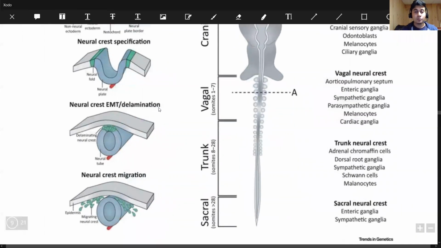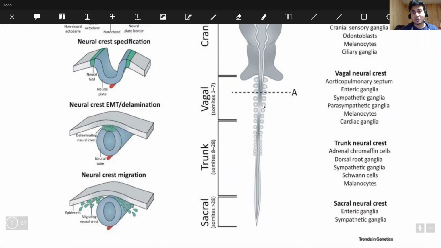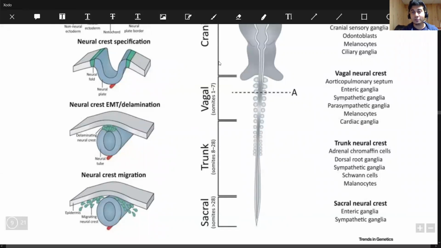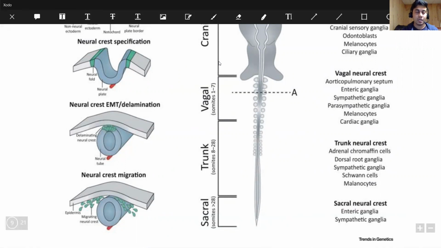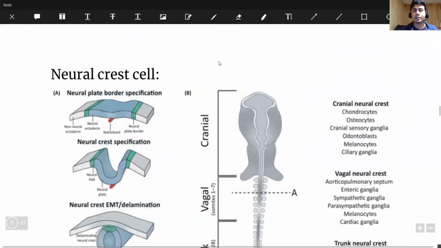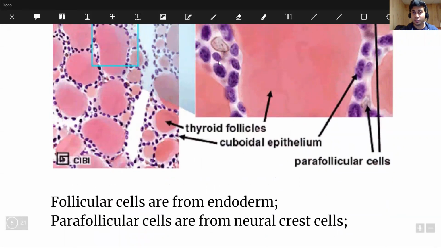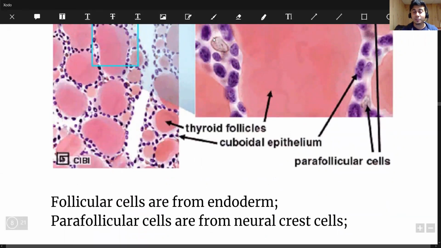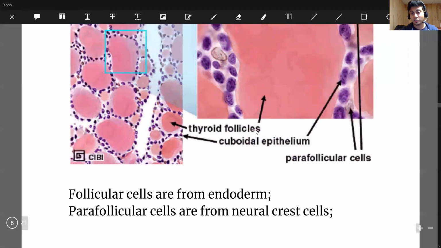And that's why you get neural crest cells in your thyroid gland. And that's why you get neural crest cells in the intestine. That's why you get neural crest cell derivatives in the heart. So they can migrate to places. So that is the neural crest cell, and you need to remember that the parafollicular cell, which produces calcitonin, a calcium regulating hormone produced from the thyroid gland, originates from the neural crest cell.